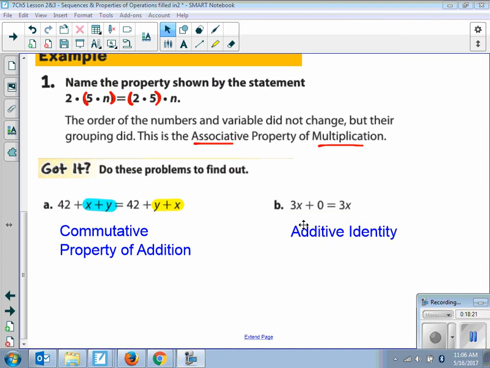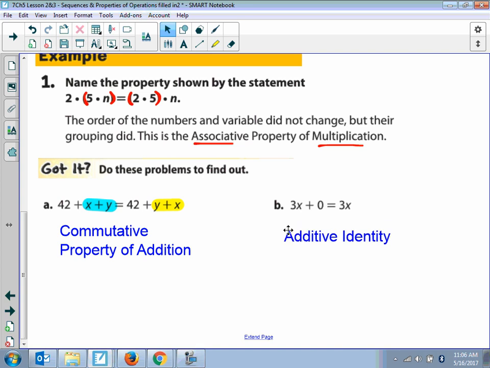That is the additive identity. And you don't have to write "of addition" because that's where the "additive" comes from, right? Or comes in.